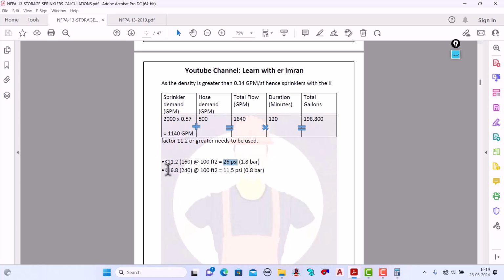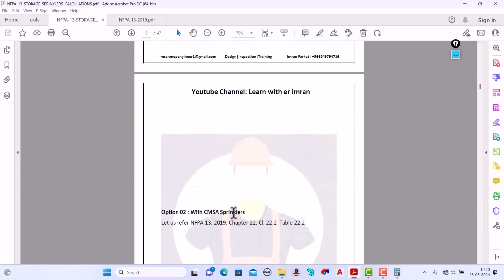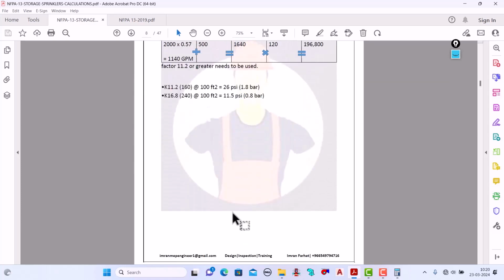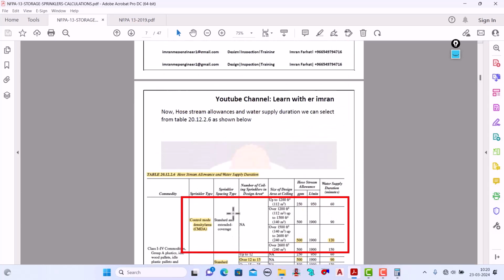Accordingly, if we use a sprinkler whose K factor is 16.8, then the minimum pressure we have to manage is 11.5. I hope it's clear now, and if you have any doubt, you can comment below. This series will continue. Next we will see the CMSA sprinkler, after that ESFR, and more videos will come. We will see all the storage type sprinklers.